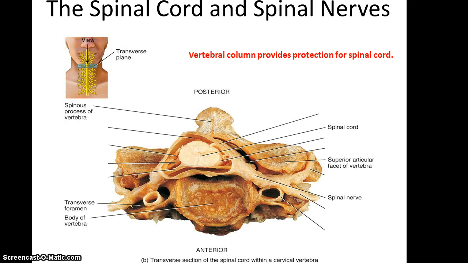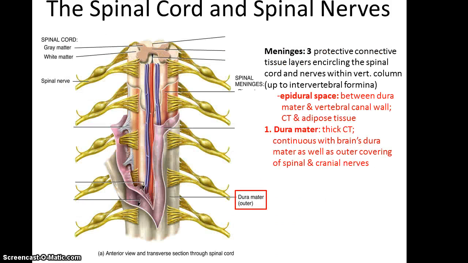So the spinal cord is protected by the vertebrae of our back, and this vertebral column provides support to it. So here you can see the spinal cord with the surrounding tissues and the vertebrae. The spinal cord is protected by three protective tissue layers, and they encircle the spinal cord and the nerves within the vertebral column. And this is up to the intervertebral foramen, to the holes where the spinal cord nerves come out. So first you have the epidural space.